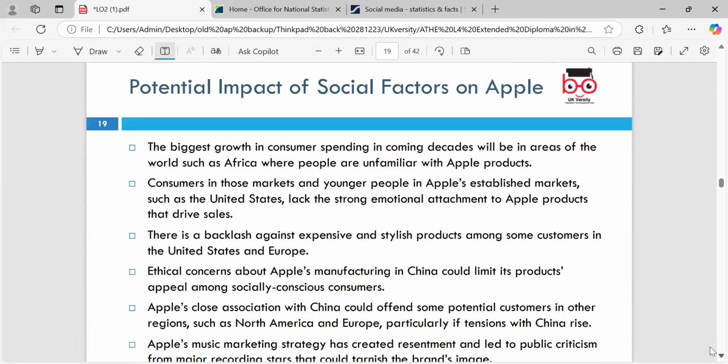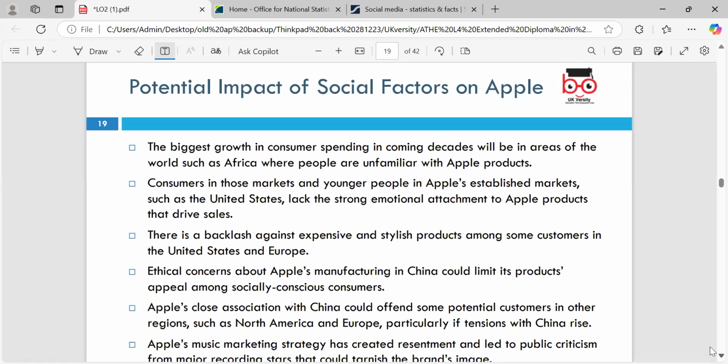Potential impact of the social factors, and the biggest growth of consumer spending in the coming decade, which we have to look around. In Africa, people are unfamiliar with Apple's products. Consumers in these markets, and young people in Apple's established markets such as the United States, lack a strong emotional attachment to the Apple product that drives the sales.